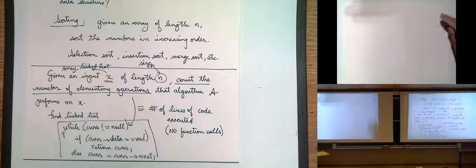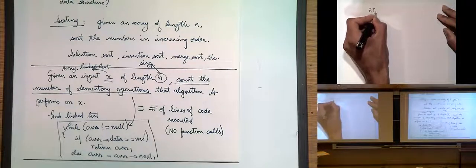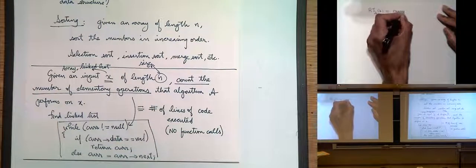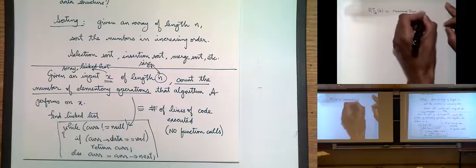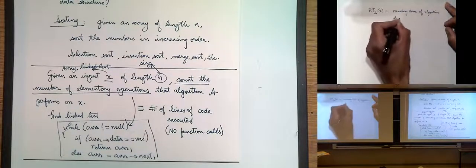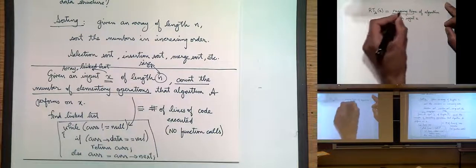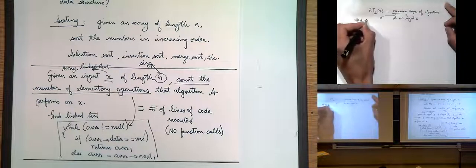So I'm going to write some notation here. I'm going to say RT subscript A on X. This is the running time of the algorithm A on input X, where again running time is the number of elementary operations.